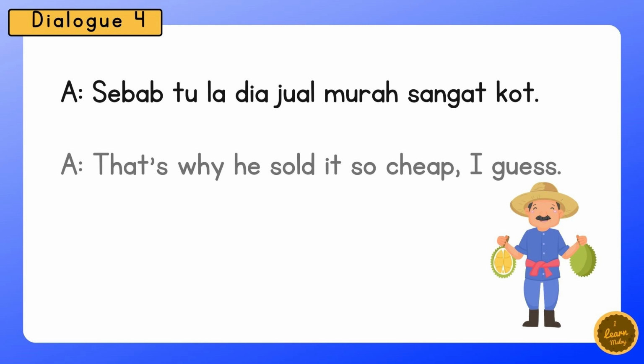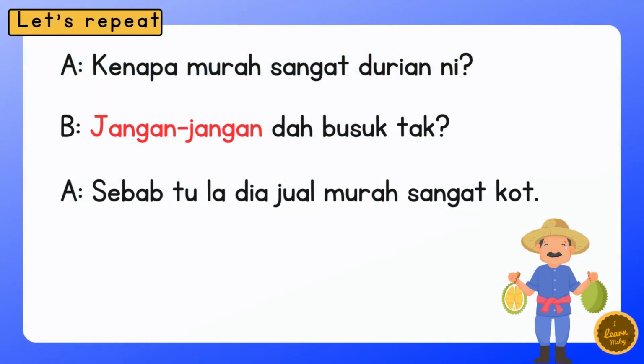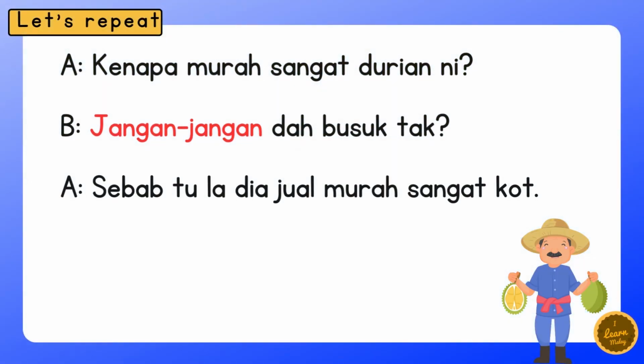Then A replied to B's assumption with more guesswork. Let's repeat the whole dialogue twice. Kenapa murah sangat durian ni? Jangan-jangan dah busuk tak? Sebab itulah dia jual murah sangat kot.